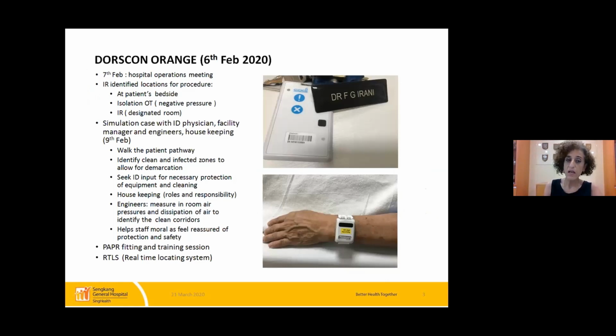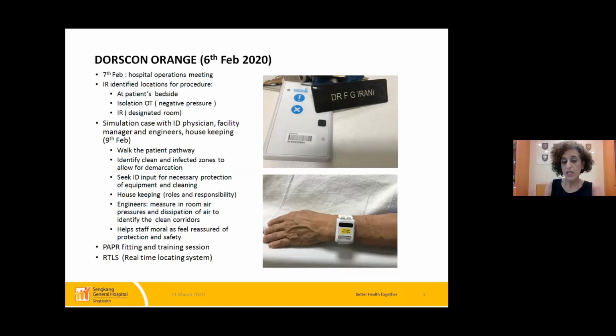We identified in IR 3 locations where we would do procedures, mainly at the patient's bedside, if this was an ultrasound-guided procedure, especially in a COVID-confirmed or suspect case, in the isolation ward. We have an isolation OT, which is negative pressure. And then we designated within our IR department an IR designated room whereby we would do all these patients.